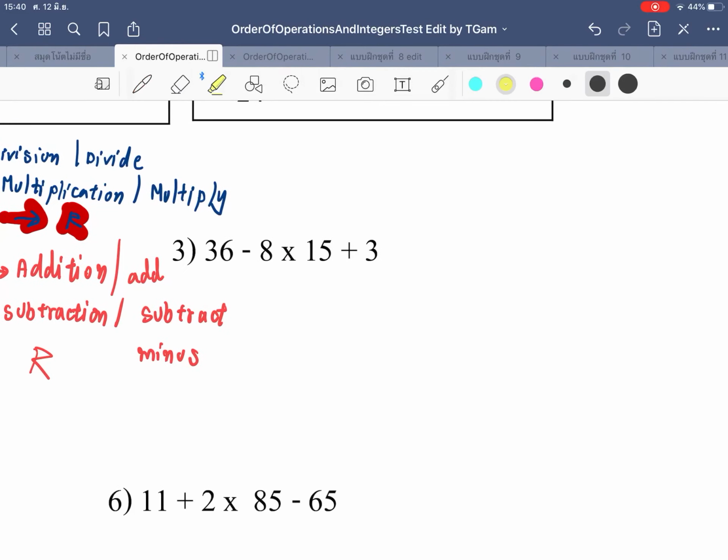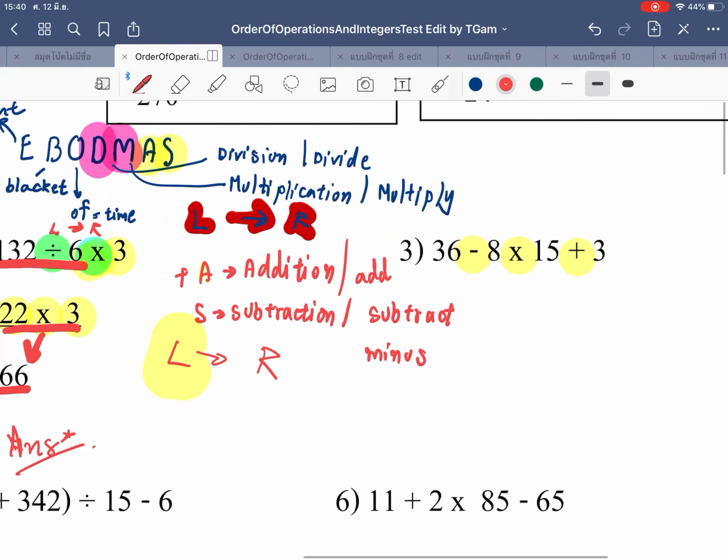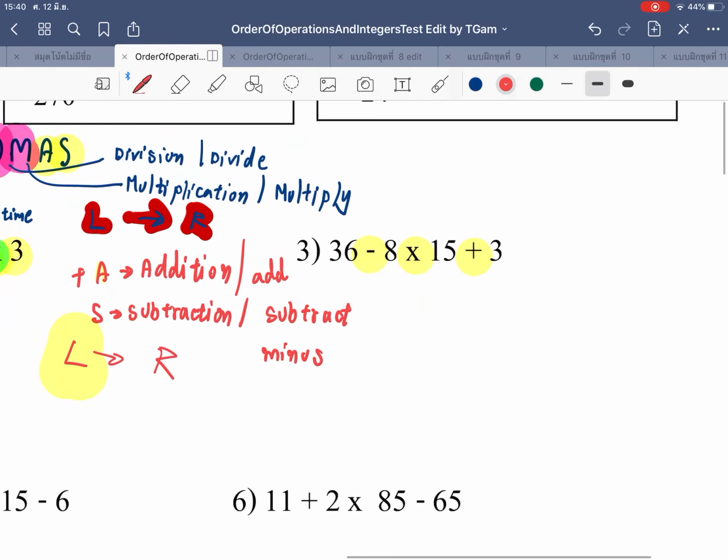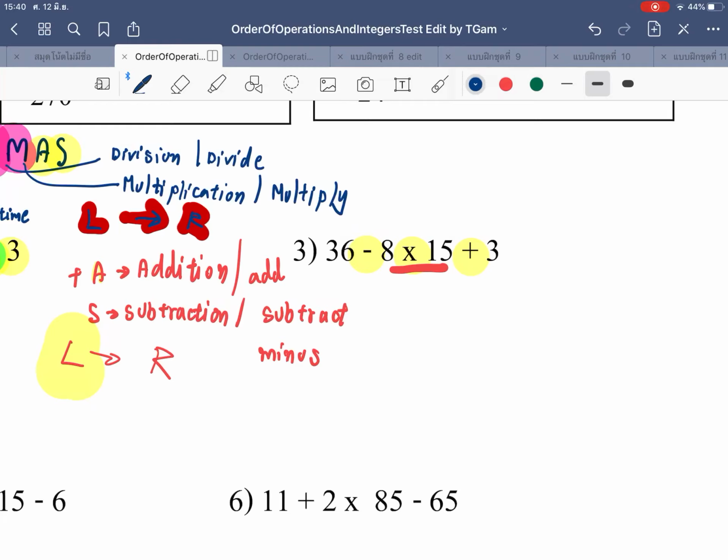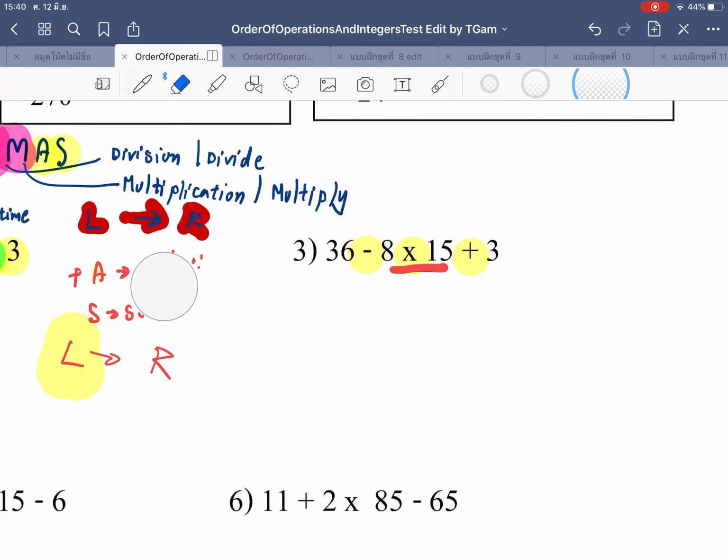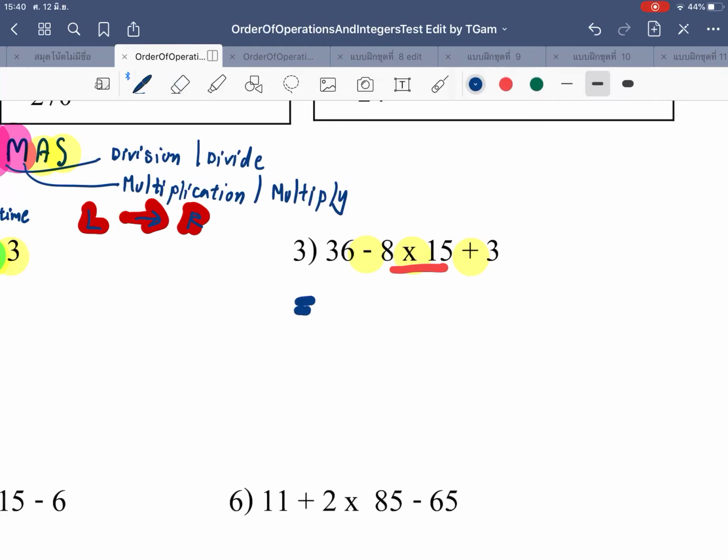Okay. Next, number 3. For number 3, what do you have? You have subtraction, multiplication, and addition. So where do you have to start first? Look at this. Multiplication comes first, so we have to do this first. Then what will we get?